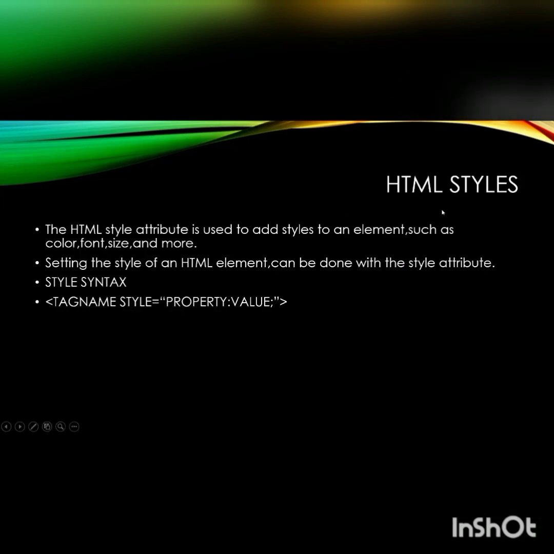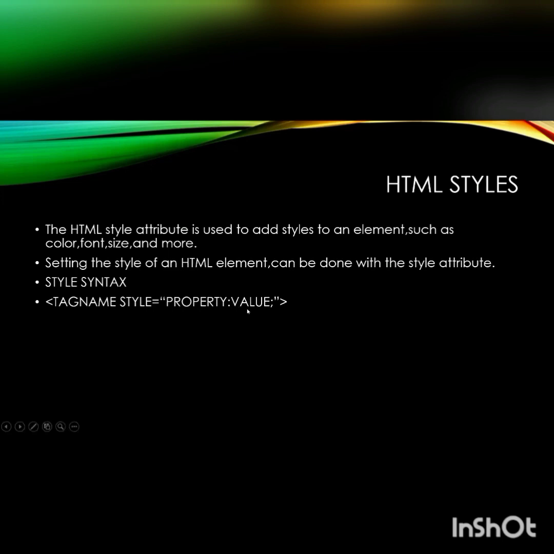Okay, next one, HTML styles. The HTML style attribute is used to add styles to an element, such as color, font, size, and more. Setting the style of an element can be done with the style attribute. The style syntax is mainly given as the tag name, style. The tag name can be H1, heading, paragraph, or HTML, head, or body. And the property is something like the text size, text alignment, or background color.